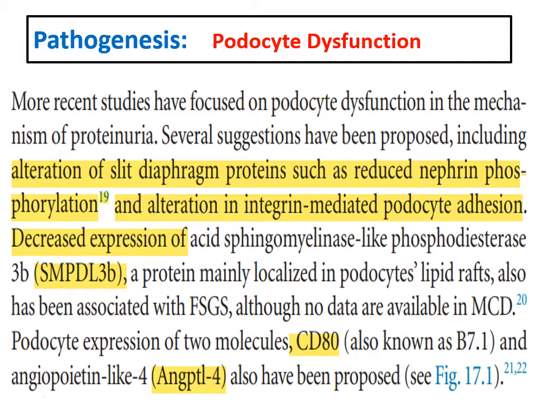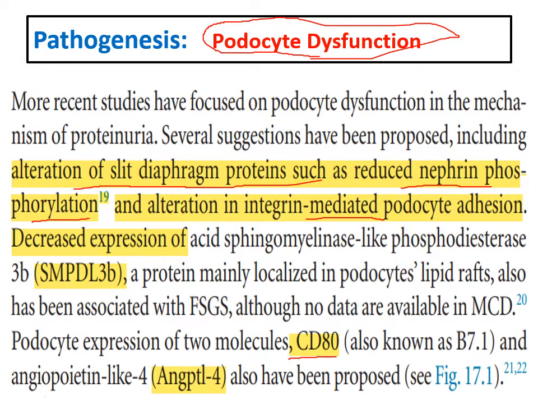A third theory is about podocyte dysfunction, which is now a much more accepted theory for minimal change disease. There is alteration of the slit diaphragm proteins, and the most important one we discussed is the reduced nephrin phosphorylation, and there is alteration in integrin-mediated podocyte adhesion. The most important causes are CD80 and angiopoietin-like 4.